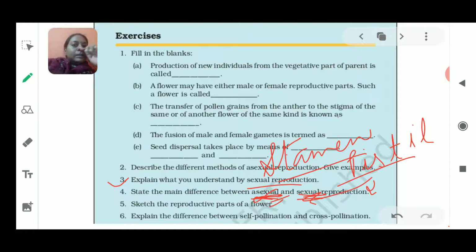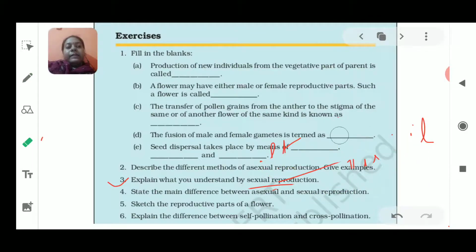Next, today we will discuss the difference between self pollination and cross pollination. As the name suggests, what is the meaning of self pollination? First of all you will write the definition of pollination. Pollination is the transference of pollen grains from anther to stigma of the same flower or a different flower. It could be on the same plant or on different plants. So this will be the introductory line for this question.